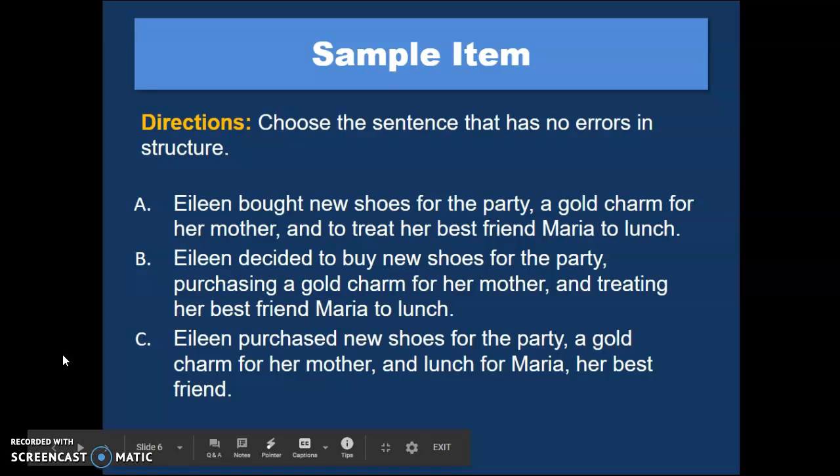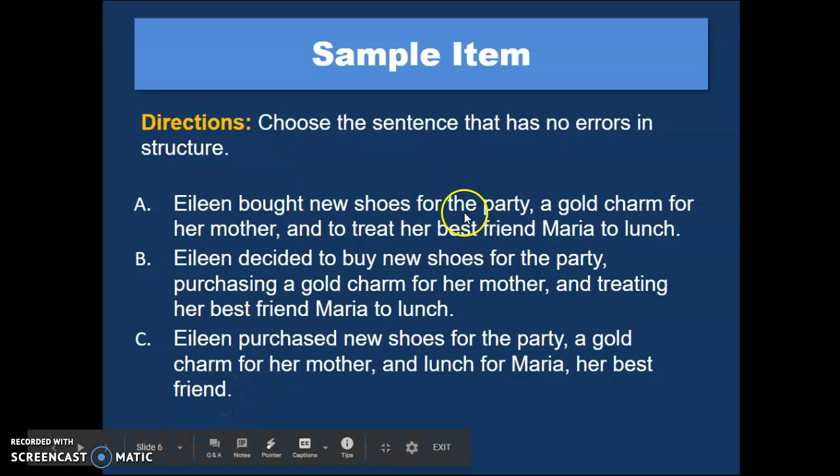Parallel structure is something you use whenever you're listing items in a series with commas. You want to make sure that the beginning of each thing in the series matches. Here we have three different versions of the same sentence.